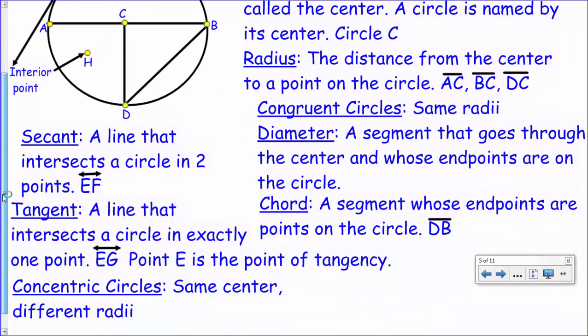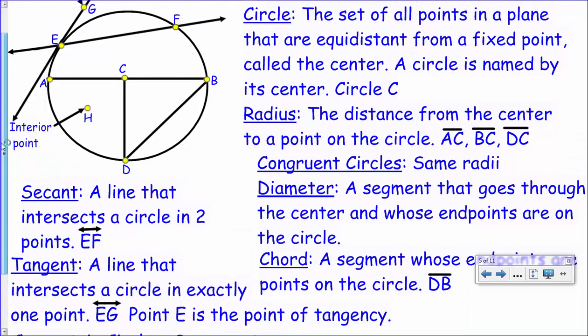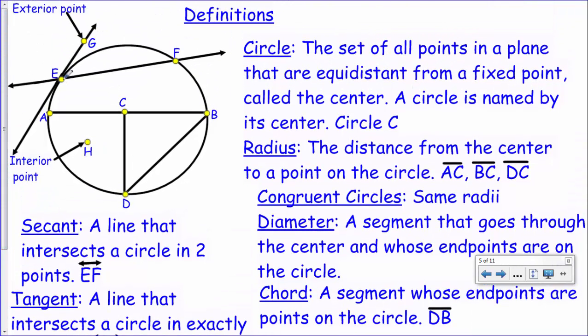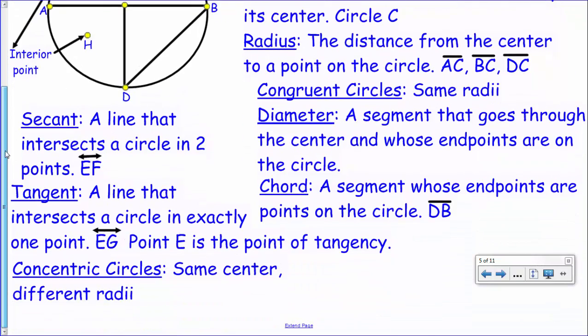A tangent is a line that intersects a circle in exactly 1 point. EG is an example of a tangent line. The point right here, E, where it intersects a circle, is called the point of tangency. And then we also have something called concentric circles, which are the same center and different radii. An example of this would be a bullseye.